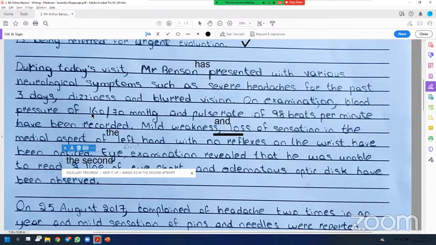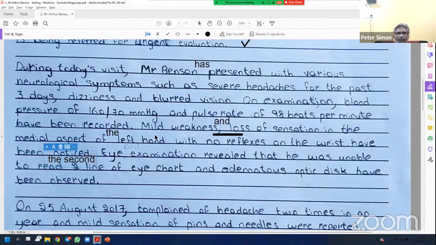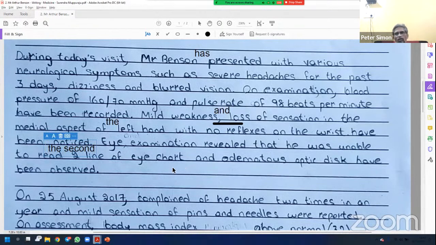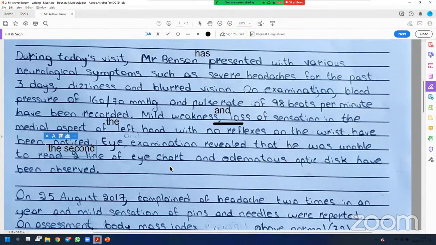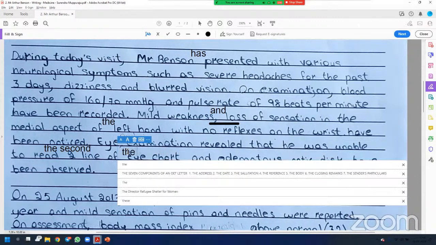You got it? It's an ordinal number, not a cardinal number. Ordinal number means order. Okay, second in order. You understand? So he was unable to read the second line of the eye chart. The chart is named as the eye chart. So the eye chart means specific.